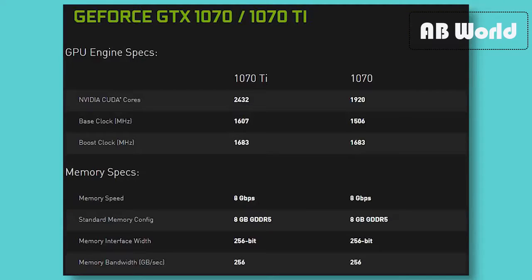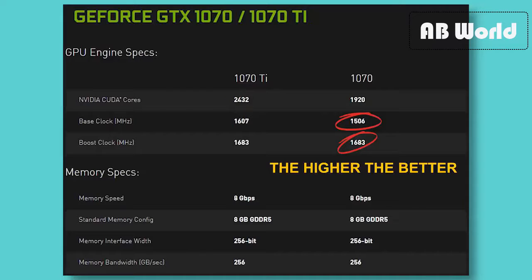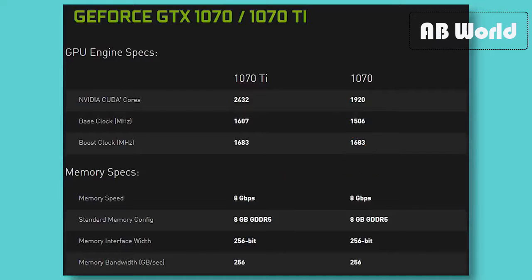Anyways, the more cores, the better it is. Below that, we can see the base clock and boost clock. Just like the CPUs, the higher the boost and base clock, the better. Okay, under that, we have memory configuration, where it says 8GB GDDR5. 8GB stands for how much VRAM it has, and GDDR5 is the memory rate.